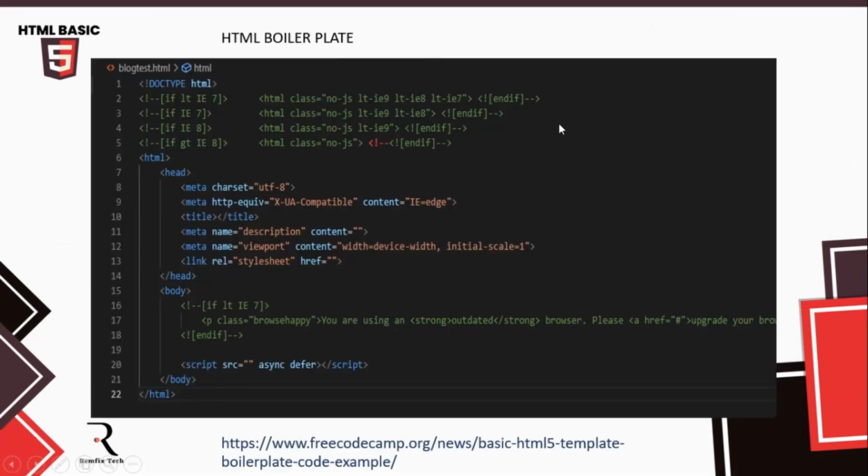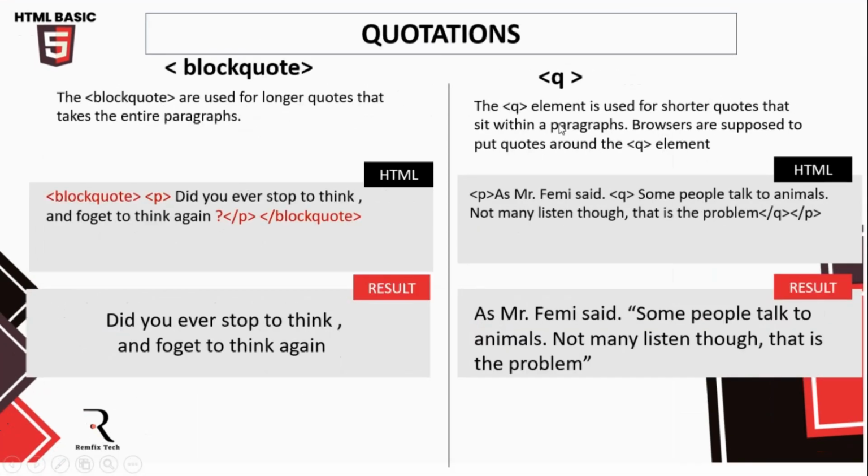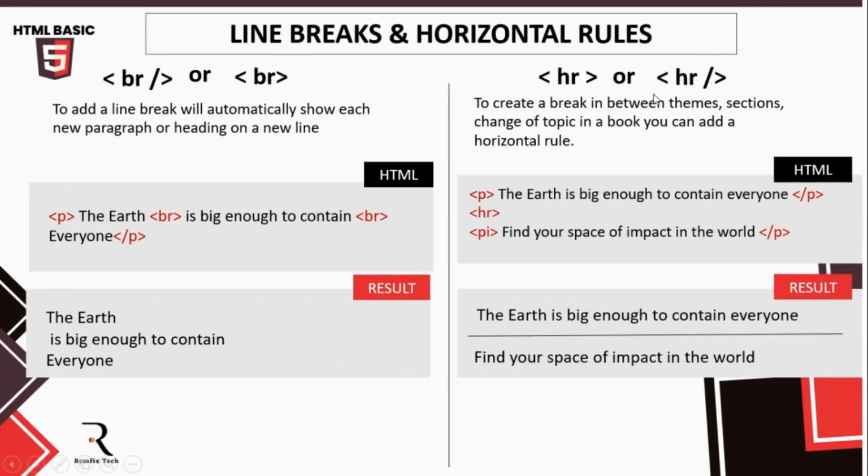So also we have the horizontal rule, and the shorthand for the horizontal rule is the HR tag, and it is also an empty tag or a self-closing tag. What this does is that it creates a break between themes, sections, or a change of topic in a book. So we have different places where you can use a horizontal line.